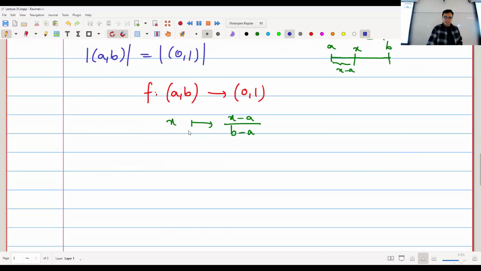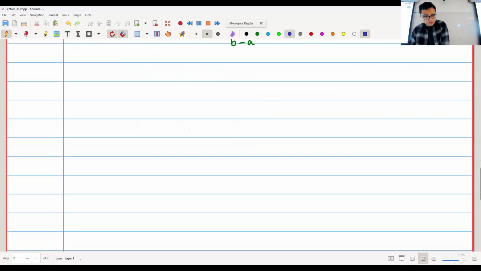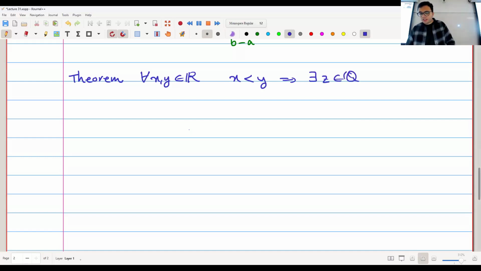So here's another theorem that I can use to prove that lemma. The theorem is that rational numbers are dense in the set of reals. This means that for every two real numbers X and Y, if X is strictly less than Y, then there exists some other number Z, but this one is going to be a rational number, such that Z is between X and Y.